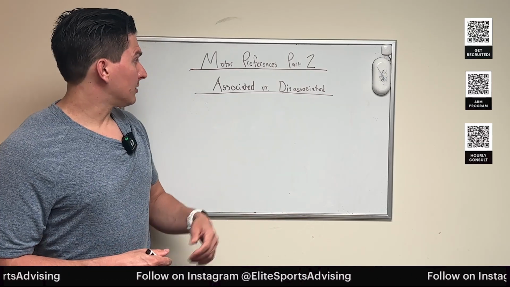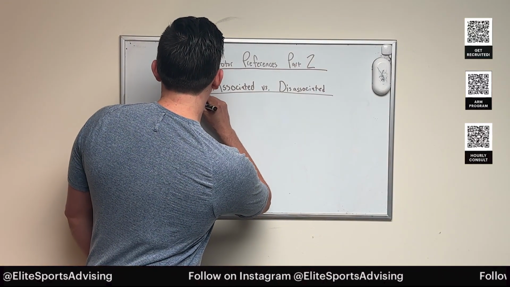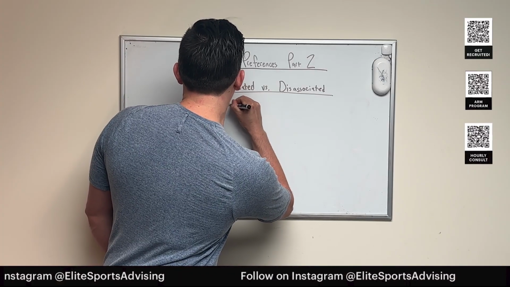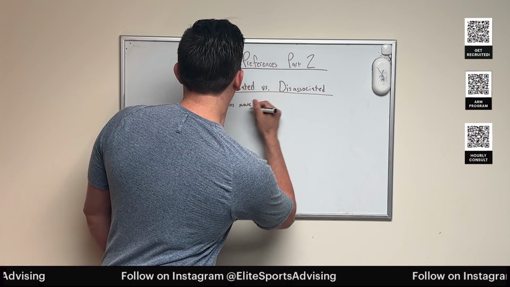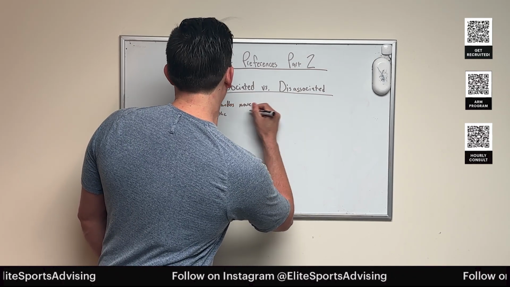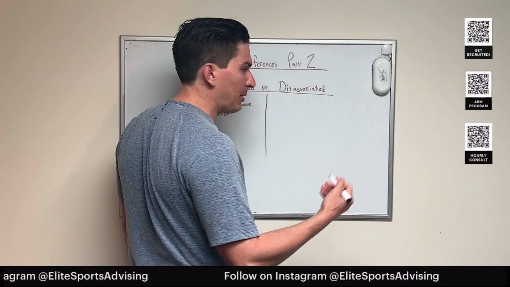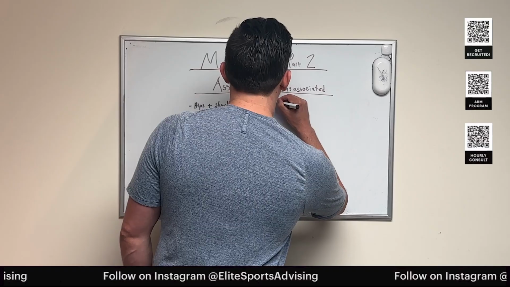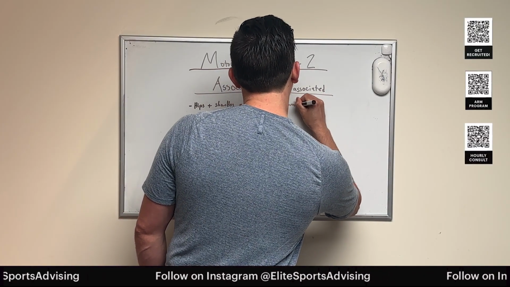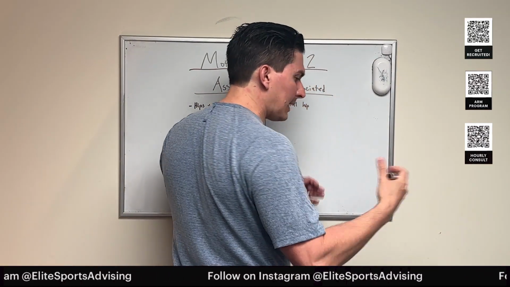All right, so again, associated, we'll give just a little description. Associated, hips and shoulders are going to move more together. And then disassociated is going to be that big hip-shoulder separation. Traditional, or what is thought to be traditional, hip-shoulder separation, guys that have that big gap.